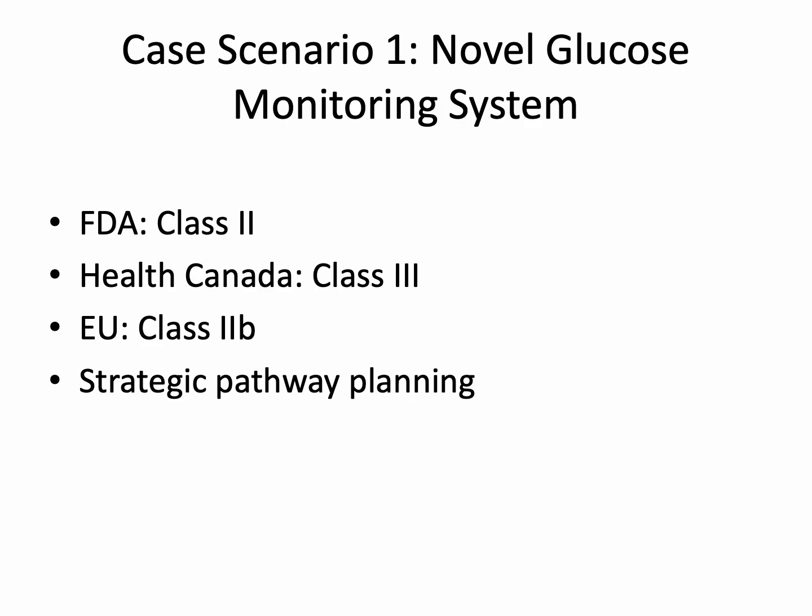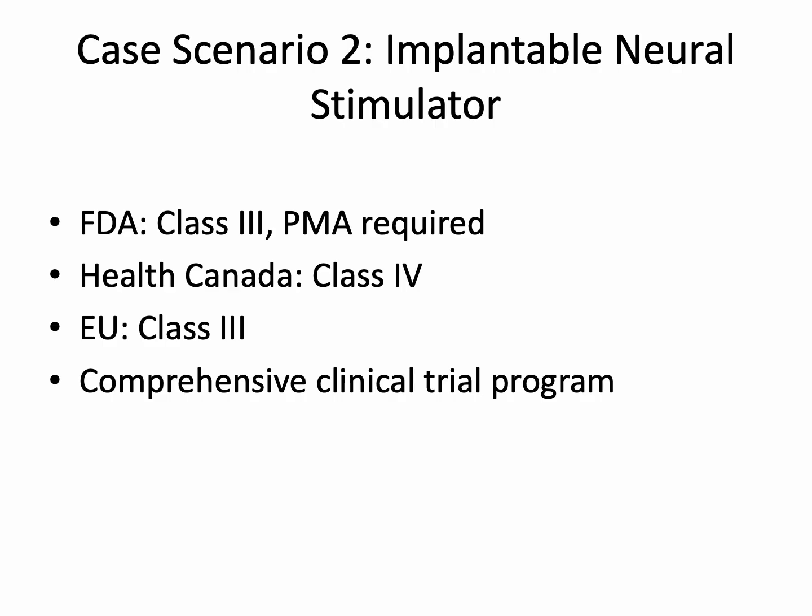Cross-jurisdictional planning ensures that development, clinical testing, and documentation satisfy requirements for all target markets, enabling an efficient and compliant regulatory strategy. An implantable neural stimulator for chronic pain management is high risk across all jurisdictions. FDA classifies it as Class 3, requiring PMA with extensive clinical trials. Health Canada classifies it as Class 4, necessitating a medical device license with extensive clinical evidence.